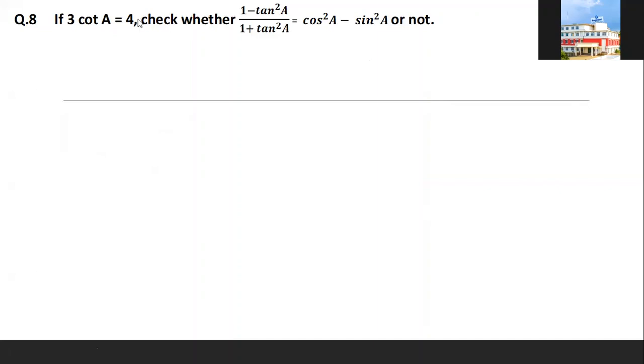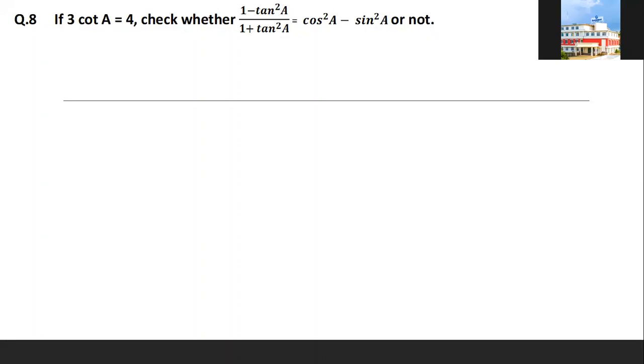3 cot A is equals to 4. So what is cot A? 4 by 3, right? If I take 3 to the denominator on the right hand side, cot A is equals to 4 by 3. Am I clear to everyone? Yes, ma'am. What is cot A?